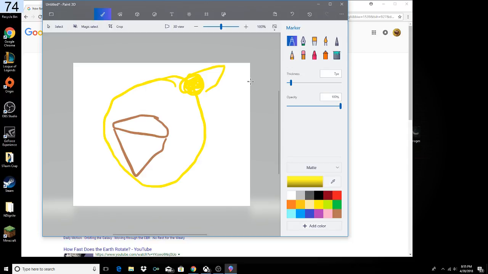Broseph said, "Is there only life on Earth because it is shaped like a cone?" Yes, and it is the center of the universe.